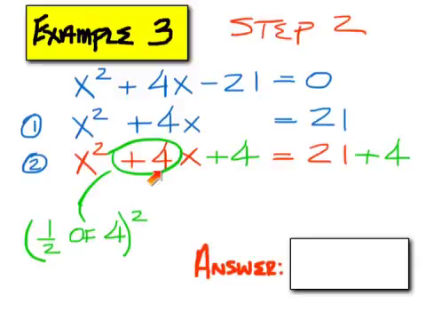Half of 4 is 2. And then when you square 2, you get 4. That's where we get this 4 and this 4. You add it to both sides. Half of 4 is 2. Square that to come up with 4. And then add that 4 here and on the other side.